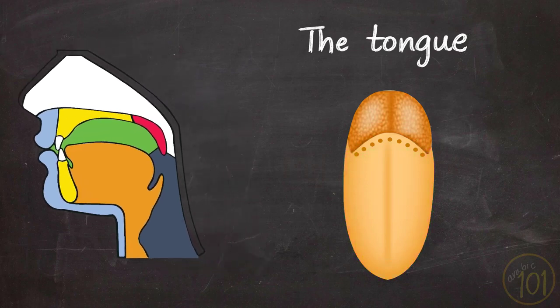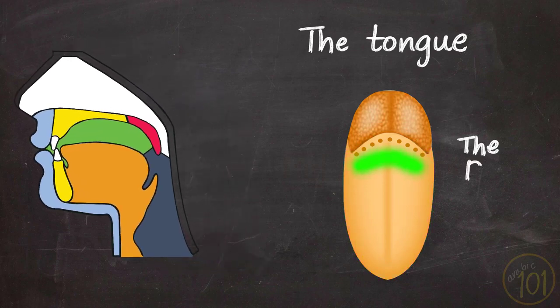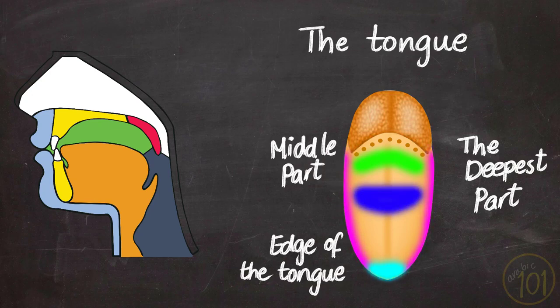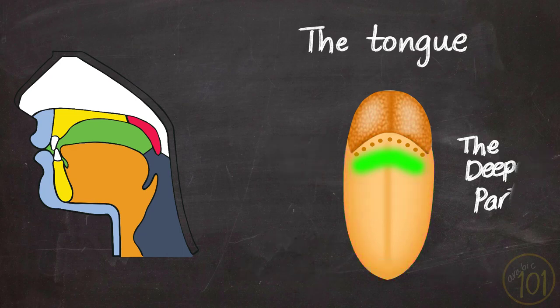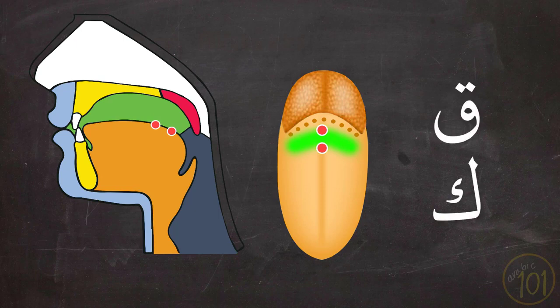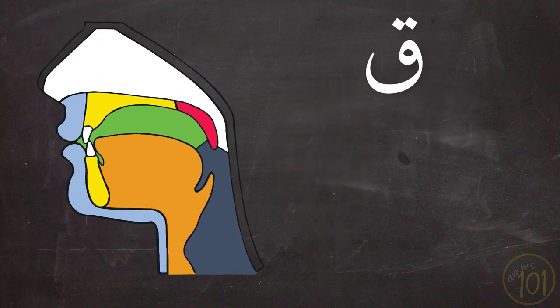The 4 areas of the tongue are the deepest part of the tongue, the middle part, the edge of the tongue, and the tip of the tongue. In this lesson, we'll start with the deepest part. This part of the tongue produces 2 sounds for 2 letters, qaf and kaf, which are produced from 2 articulation points from that area. So let's start with qaf.